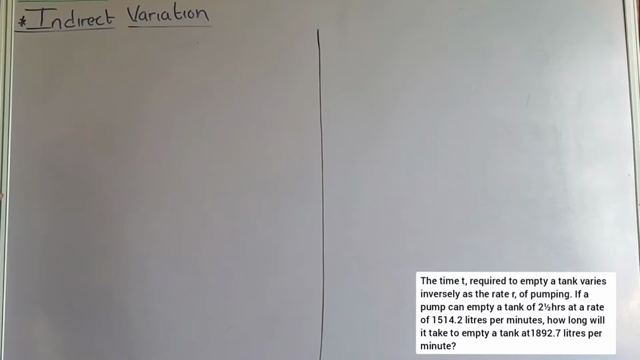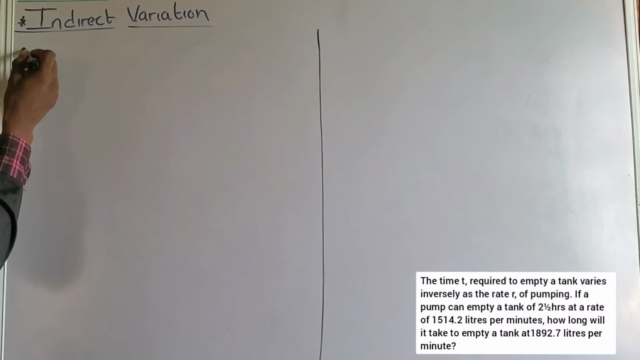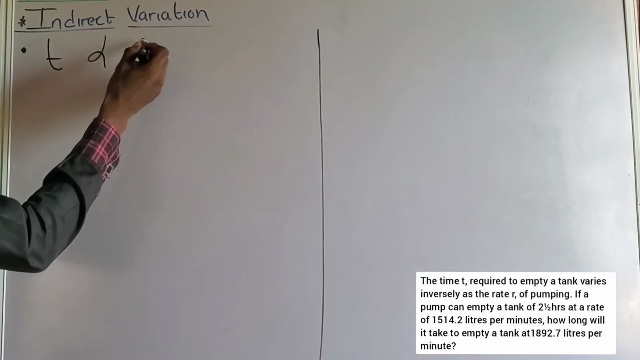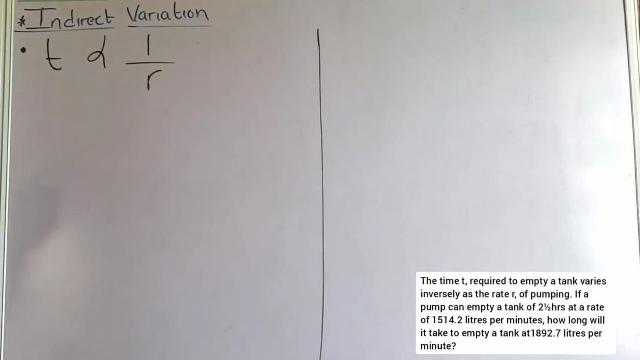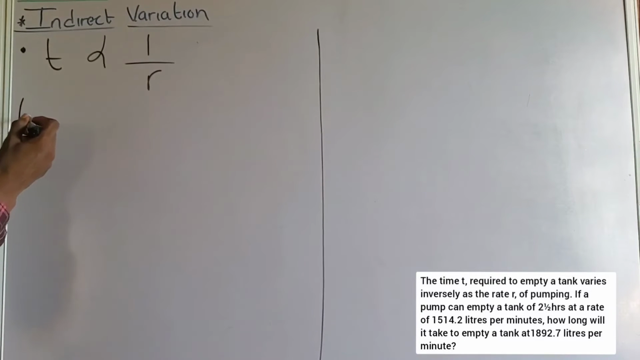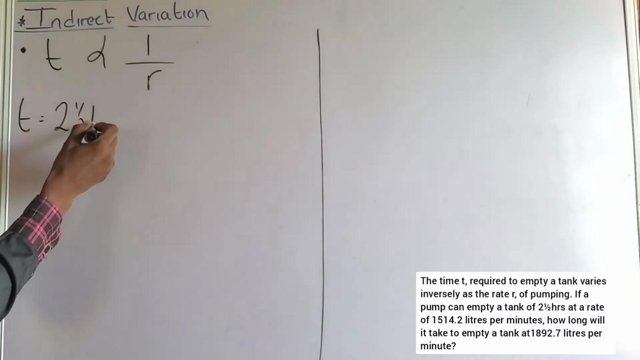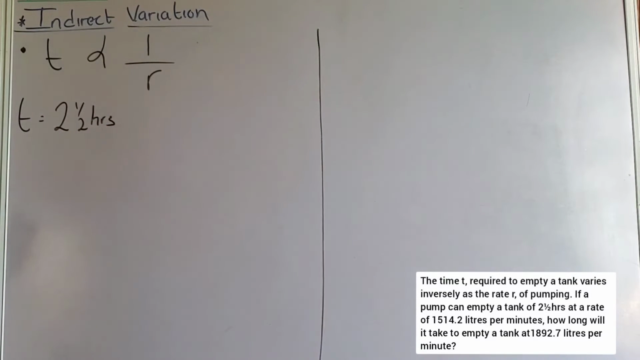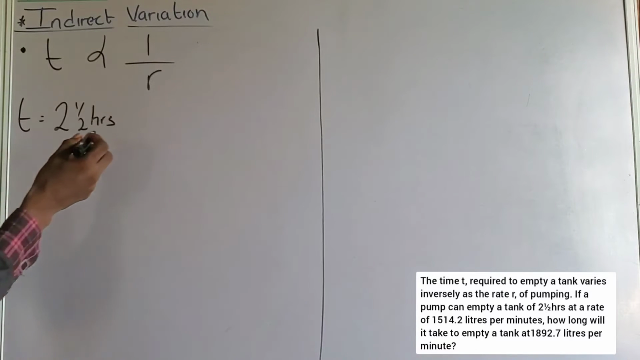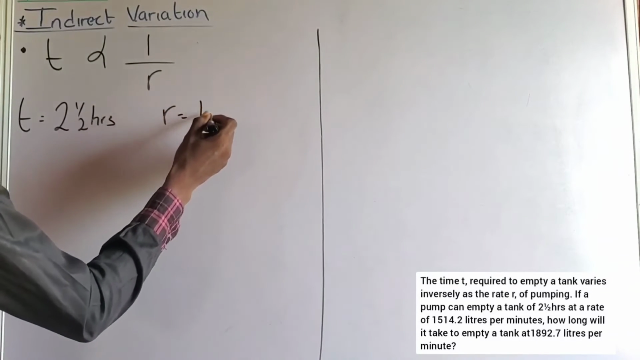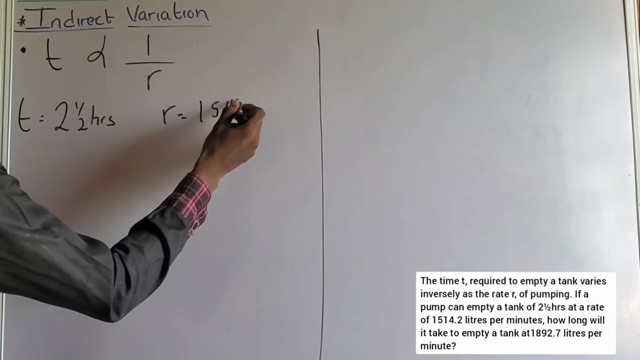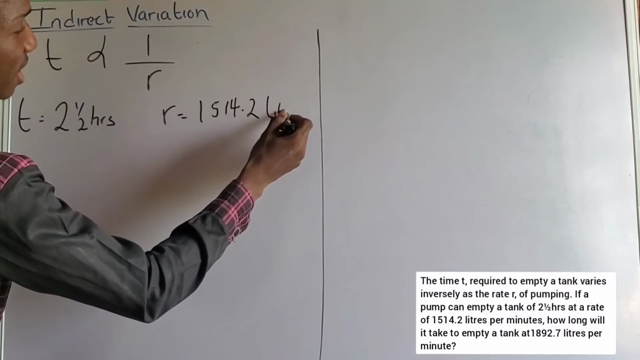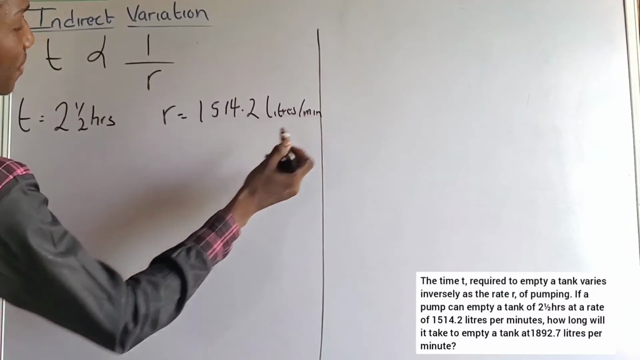The time t required to empty a tank varies inversely as the rate. Okay, time t varies inversely as the rate. If a pump can empty a tank in 2.5 hours, the first time that we're given is 2.5 hours, at the rate of 1,514.2 liters per minute. So the R is 1,514.2 liters per minute.